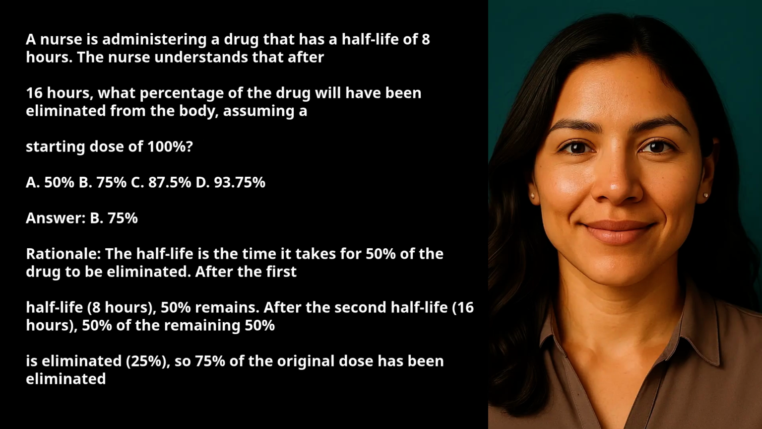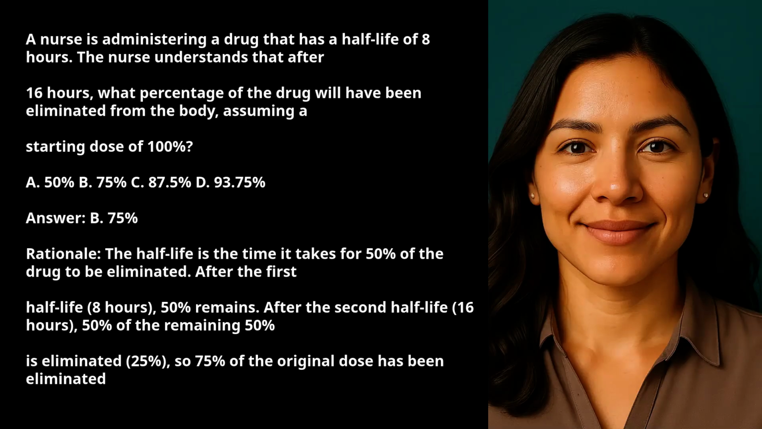A nurse is administering a drug that has a half-life of 8 hours. The nurse understands that after 16 hours, what percentage of the drug will have been eliminated from the body, assuming a starting dose of 100%? A. 50%, B. 75%, C. 87.5%.